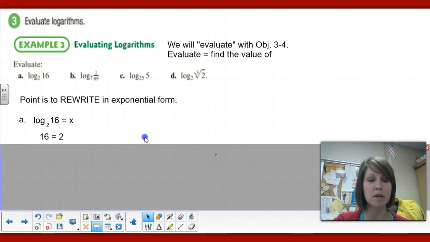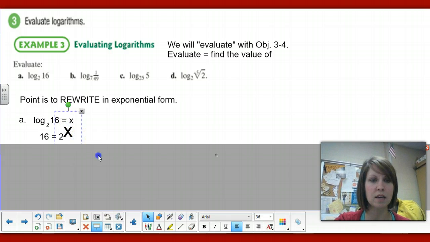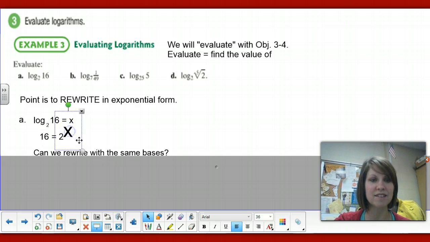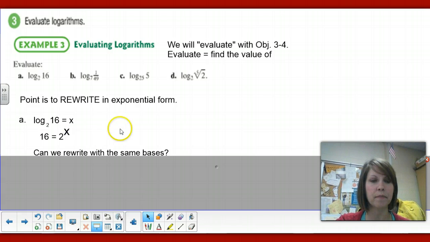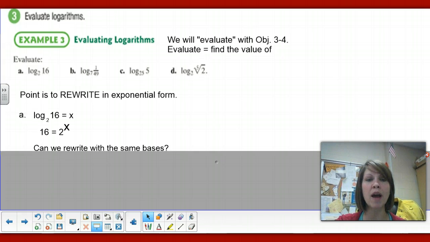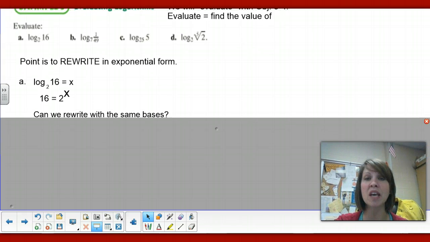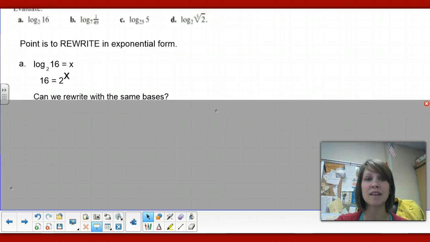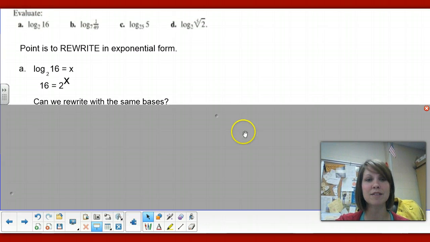There is supposed to be an x power right there. Sorry about that. As 16 equals 2 to the x. It's a giant superscript, isn't it? There we go. Okay, so we have rewritten the log of 16 base 2 equals x as 16 equals 2 to the x. Now we're going to ask, can we rewrite these two sides to have the same base? Okay, it's all about that base.